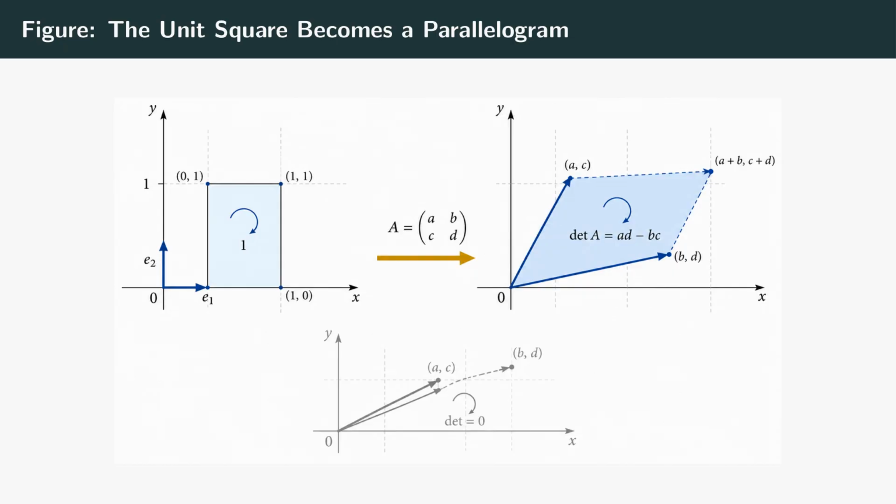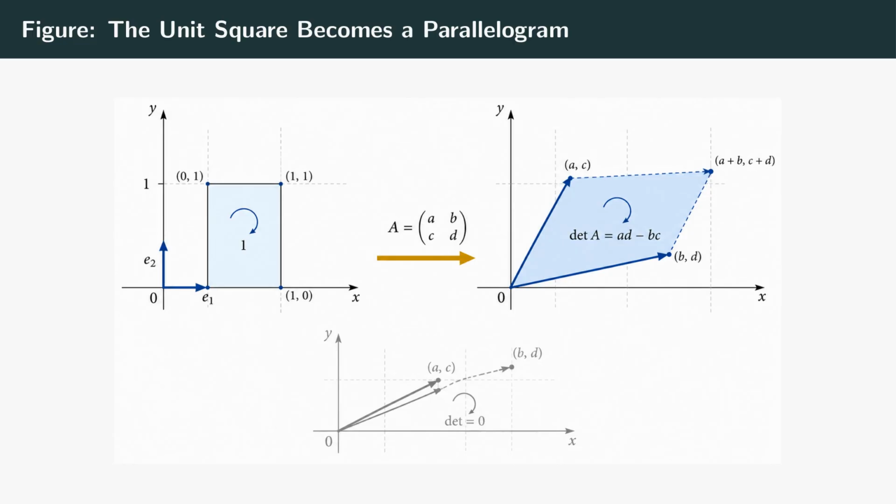The two unit vectors have moved to the two columns of A, and the square has become the parallelogram they span. The area of that parallelogram is the determinant, AD minus BC, so the determinant is literally the area the unit square grows or shrinks to. The little curved arrow inside each shape shows orientation. Here, it stays counterclockwise in both, so the determinant is positive.